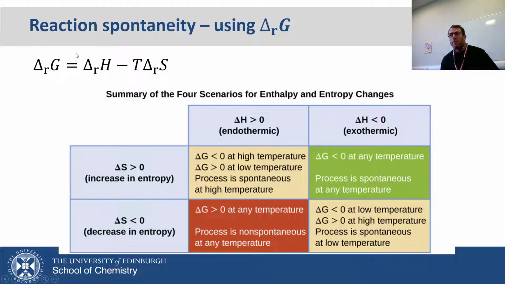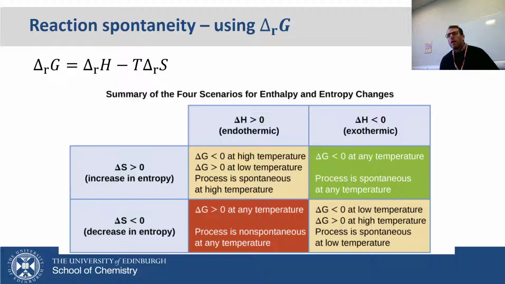We can say, from this formula, it's going to be a competition between delta H and delta S. If we want delta G to be negative, we have four combinations, because delta H can be positive or negative and delta S can be positive or negative. So let's say if delta H is positive, we have an endothermic reaction. Our gut instinct would tell us that if we need to provide heat to a reaction, it's not going to be spontaneous.